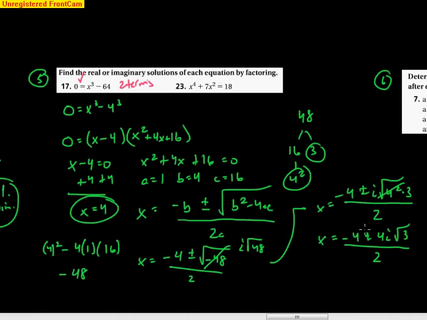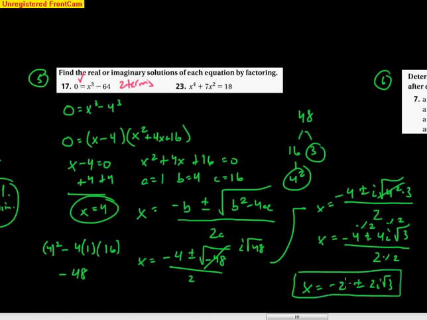And now, since I pulled out the 4, we can divide the 4 and the 2 by 2, and get our final answer of negative 2 plus or minus 2i radical 3, and the bottom becomes a 1 and it goes away. And there are your two imaginary solutions. So you have a real solution of 4 and 2 imaginary solutions.